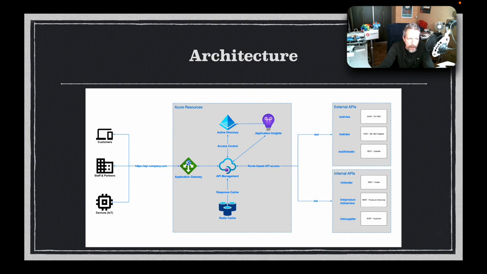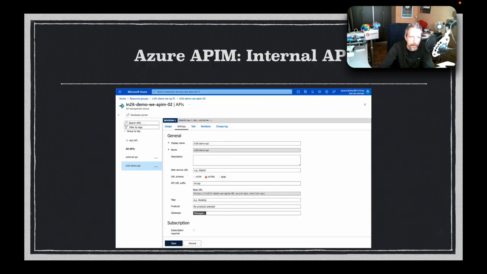For internal APIs, we have our order systems, we have our products and services, and we also have our suppliers in there. In Azure API Manager, the configuration is very simple. For internal APIs, I provide an endpoint called int-API, which reflects the internal API. And for the external API, I provide partner-API. And at this point, I'm ready to go.